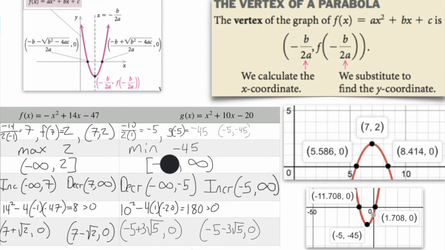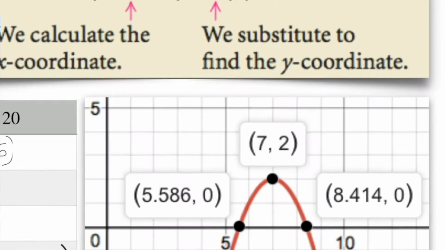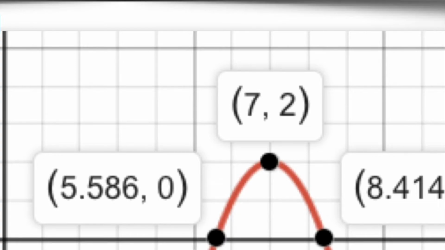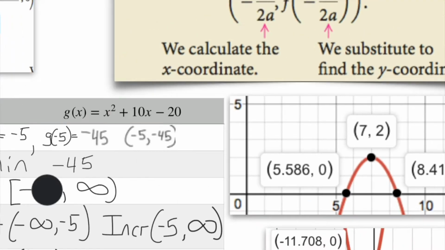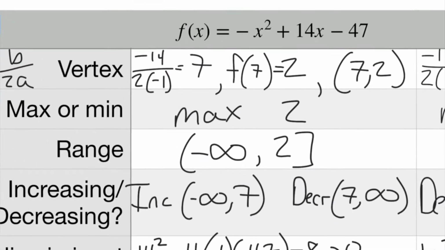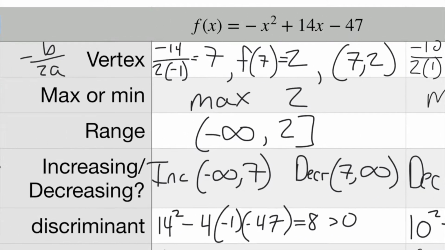I have a picture of this somewhere. Yeah, here it is. Increasing, decreasing. It stops increasing and starts decreasing at 7. Notice that increasing and decreasing intervals are usually represented with parentheses.